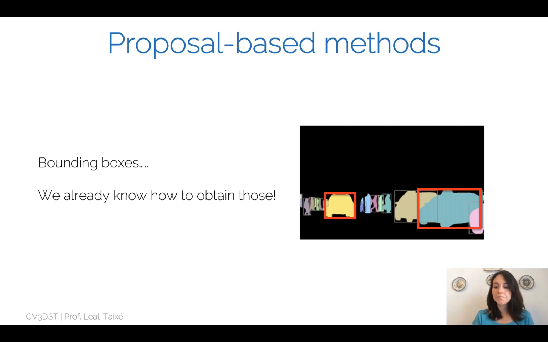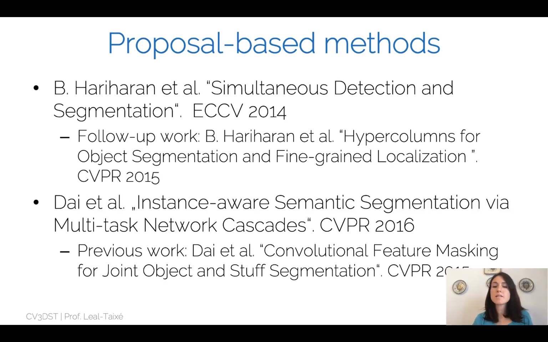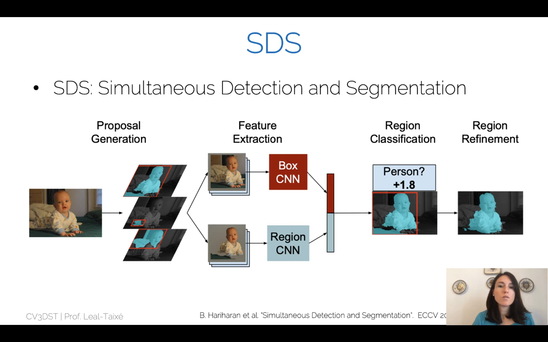and you're just looking at the pixels. There are two proposal-based methods that I want to mention, and I also suggest you read follow-up works or previous works just to see how the methods evolve, how one starts with one approach and then evolves this approach to obtain better and better results. In this case, we will discuss the ECCV 2014 paper SDS, and you can read the follow-up work which was presented at CVPR 2015. And after this, we will focus on multitask network cascades, and you can check the previous work which was done a year before. So let's start with an overview of SDS.